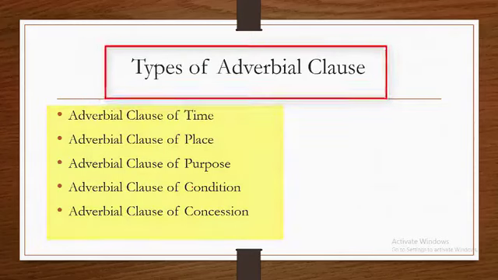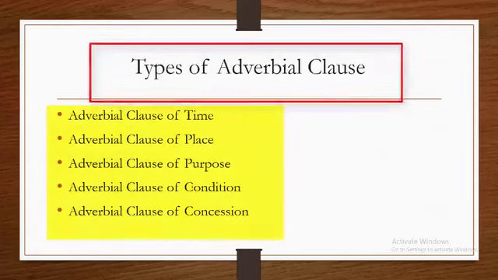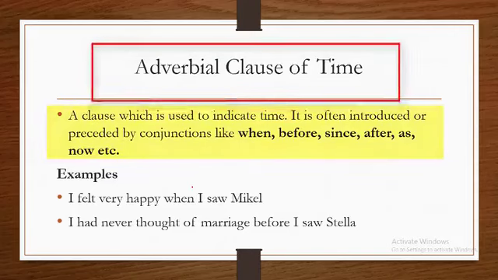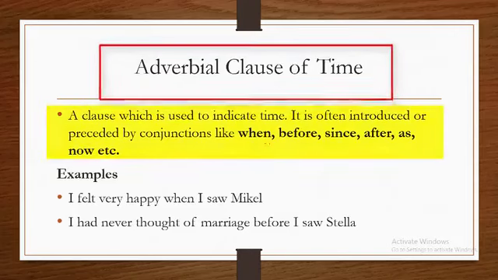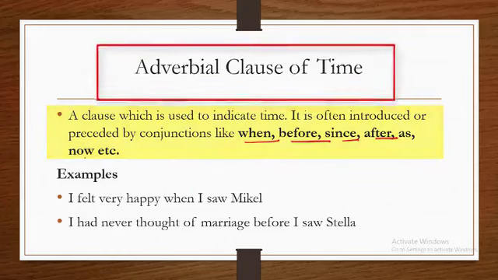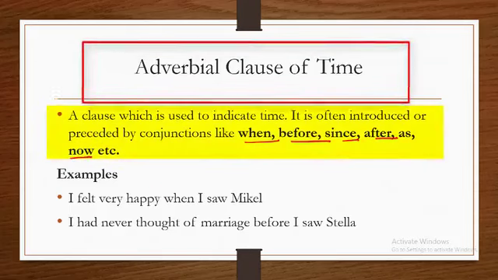We have adverbial clause of time, adverbial clause of place, adverbial clause of purpose, adverbial clause of condition, adverbial clause of concession. Okay, so let's take the clause of time. It's used to indicate time, and it is introduced by conjunctions like when, before, since, after, now. Okay, so these are examples of such words.